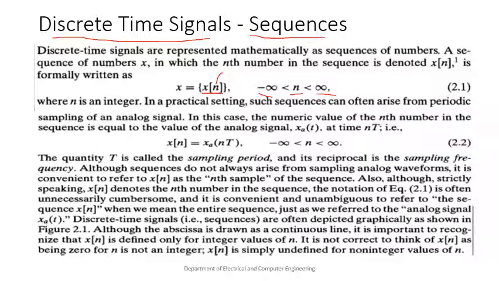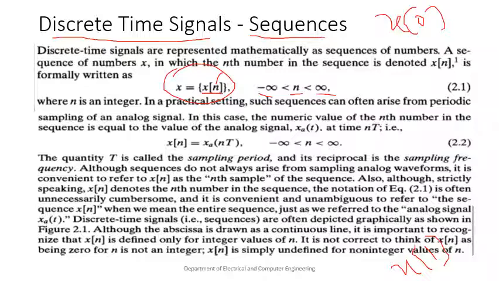So x of 0 will represent the 0th sample, and x of 1 will represent the first sample. When we write n, it means the nth number in the sequence. As I've told you, n is an integer. In practical settings, such sequences arise from periodic sampling. As I've told you, we get this type of signal from periodic sampling, and periodic sampling of what signal? Periodic sampling of an analog signal.